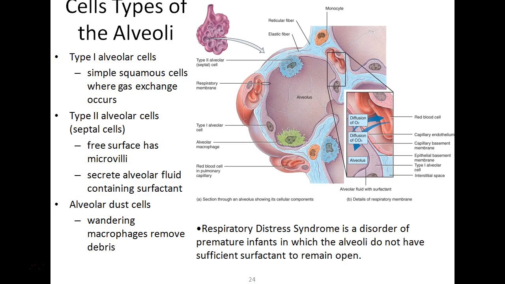In addition, we're going to have some macrophages in there. These alveolar macrophages are going to be leukocytes, and they can be either fixed or they can be free. The idea is that they remove debris. They're going to engulf any microorganisms or any sort of particulate material that reach those delicate alveoli.